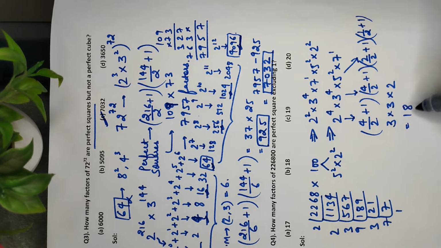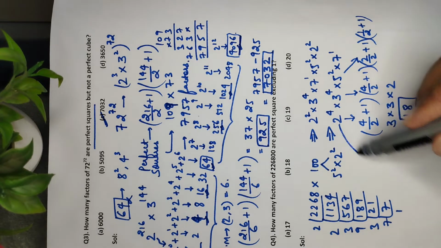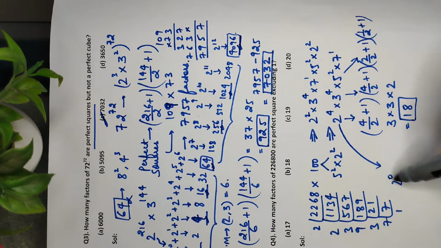So I can say that we have total 18 number of factors, including 1, because 1 is always included. 1 is included when we write this 2 raised to the power 4 as 2 raised to the power 0. So 1 is included in that case. So now what we have to do, we have to exclude 1 from it. So I will just subtract 1 from it, and then I can say the answer will be equal to 17. So overall I can say that we have 17 factors excluding 1.